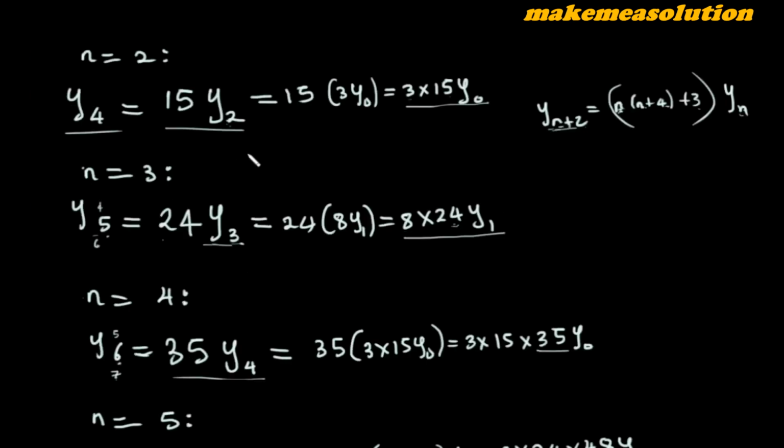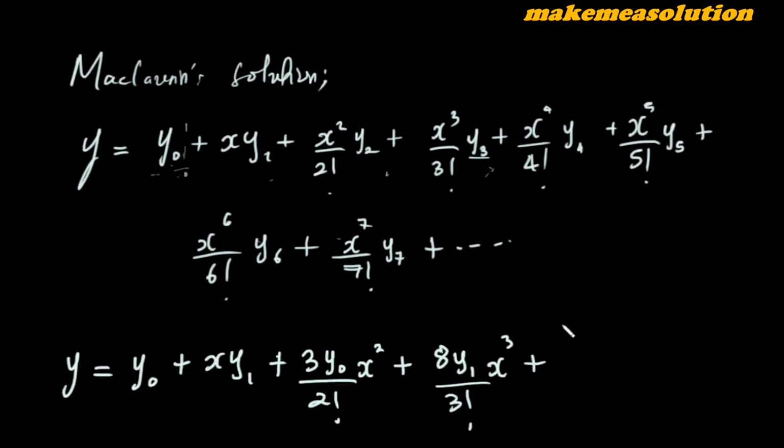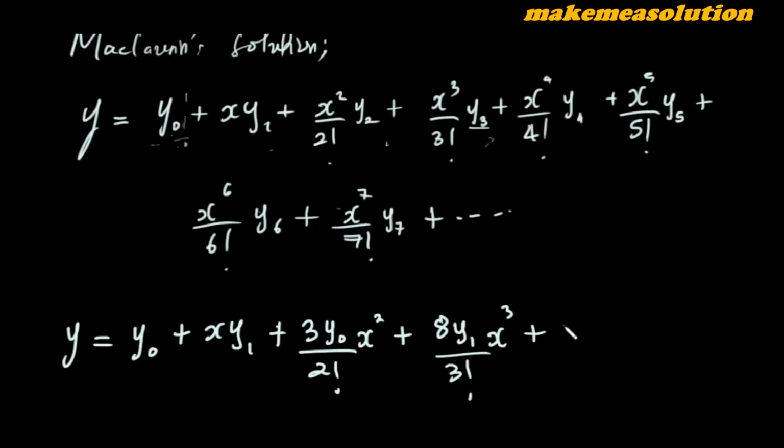Now let's see what y4 is. What is y4? So y4 is 3 times 15 y0. So you have 3 times 15 y0 divided by 4 factorial. This is on x raised to the power 4.